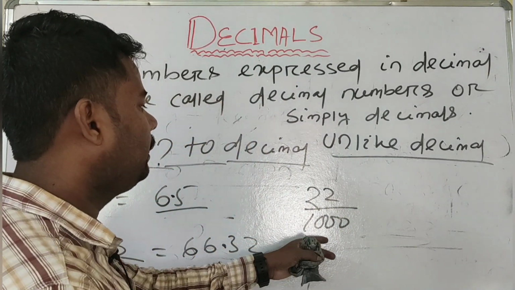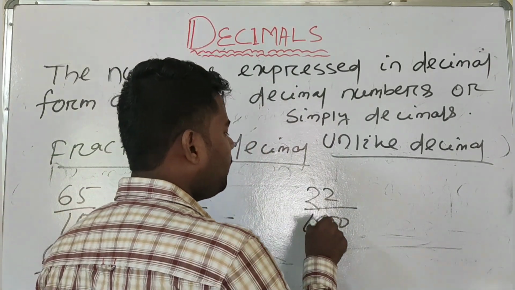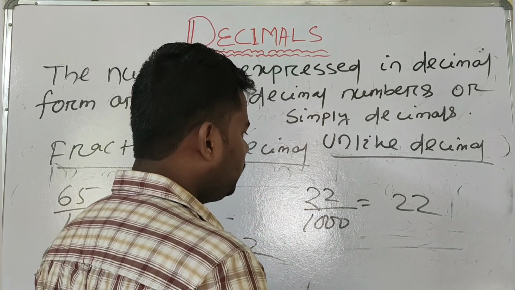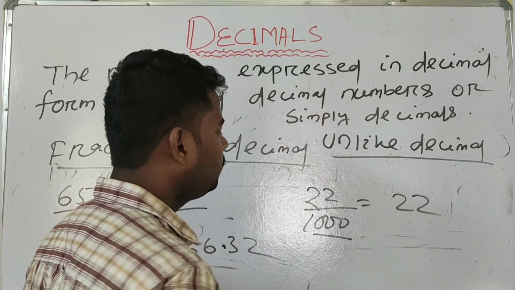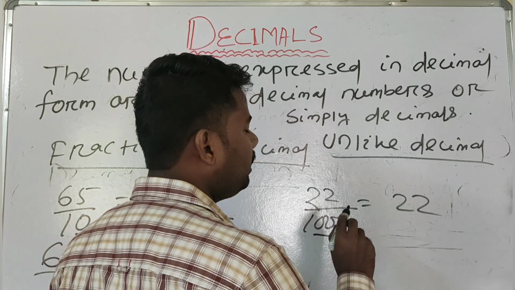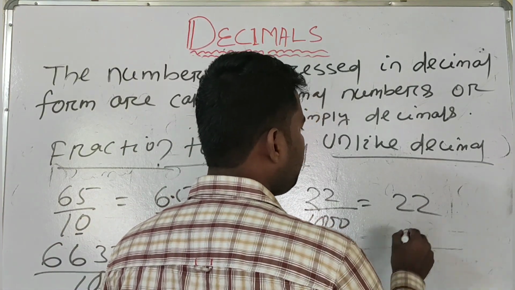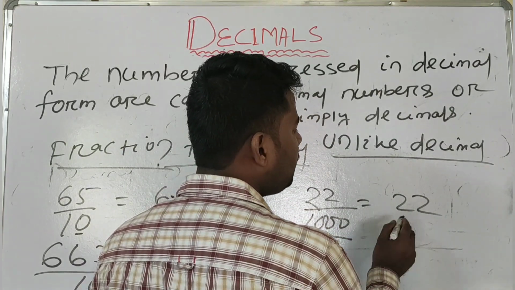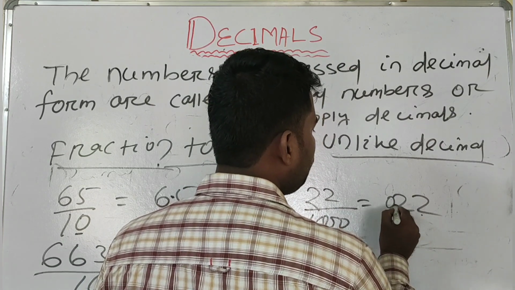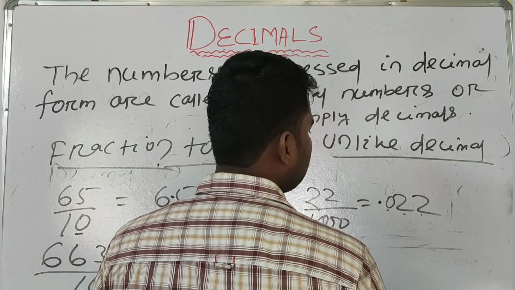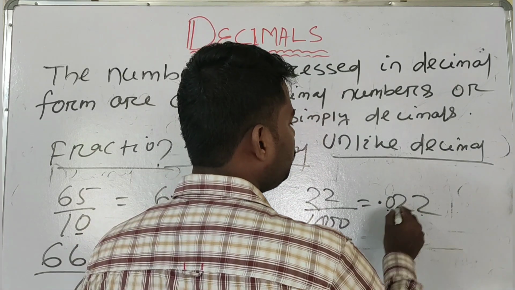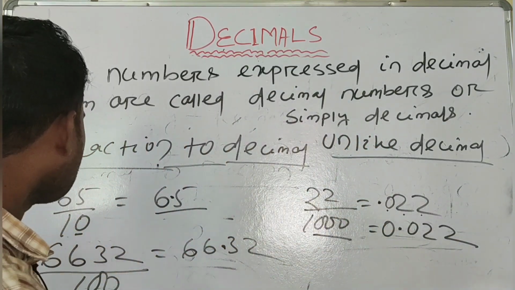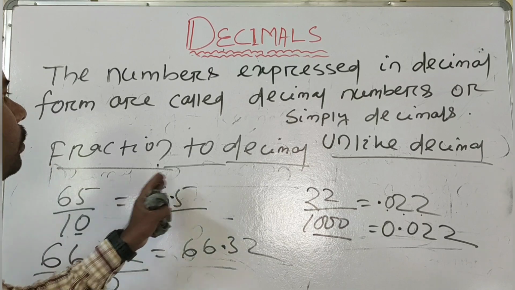Now another example. 22 by 1000. How will we convert it into decimal? First write that number, 22. How many zeros are present in 1000? 3 zeros. So count from the right of that number and after 3 digits we put the decimal point. Here only 2 digits are present, so how will we put the point? Then in that place also we can put 0. So 1, 2, 3, and then we put the decimal point. 0.022. Okay.